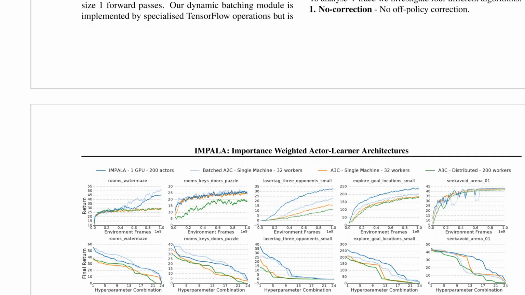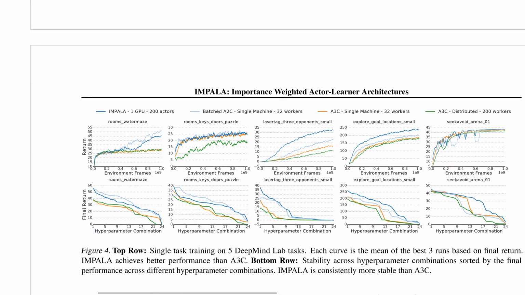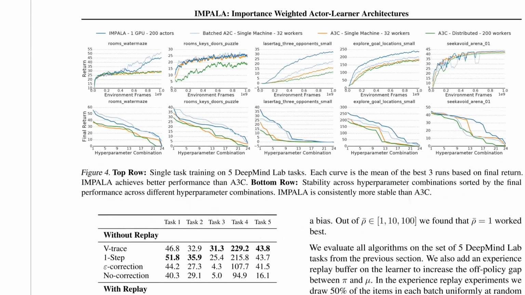That's because they don't have to wait for other things. They can just go ahead. Everything runs at full speed, basically, and everything runs in parallel. And the fact that some of the information is old is corrected by v-trace.